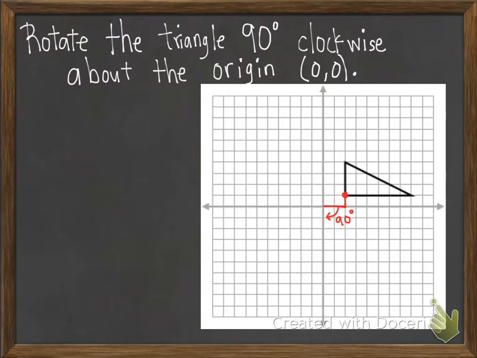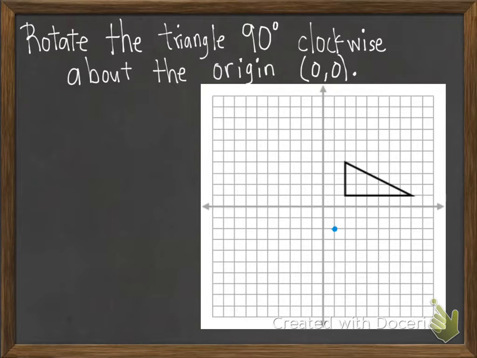First, take one point and count how far it is down and over to the origin. Then turn that 90 degrees, which would be 1/4 of the way around a circle, so that we would line up the same distance on the next axis. That will be our new point.